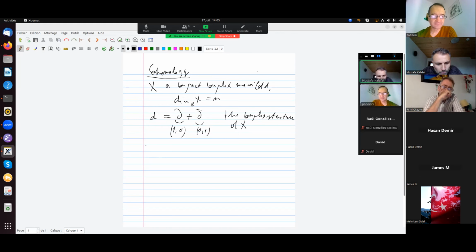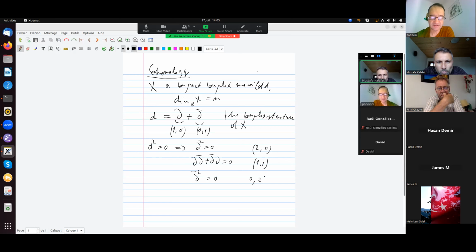And now we have d squared equals 0. And this implies that del squared equals 0, because this is the 2-0 part of d squared. Del is type 1-0, so the square is type 2-0. Del del bar plus del bar del equals 0. So this is the 1-1 part of d squared. And del bar squared equals 0. It's the 0-2 part of d squared.